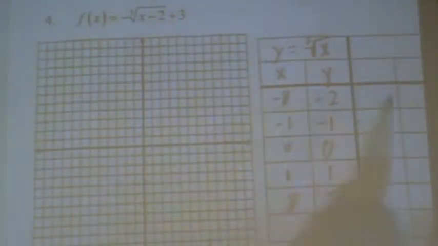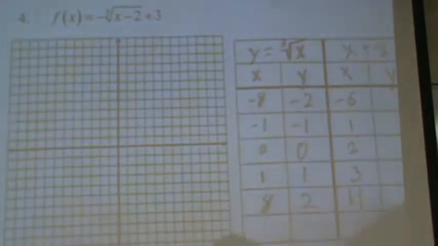Okay, good. So since it's a minus 2, you can do the opposite of that, which means you're going to add 2 to all of your x's. Plus 2, so that's going to come up to a negative 6, positive 1, 2, 3, and then 11. And then you're just going to carry your y's over.